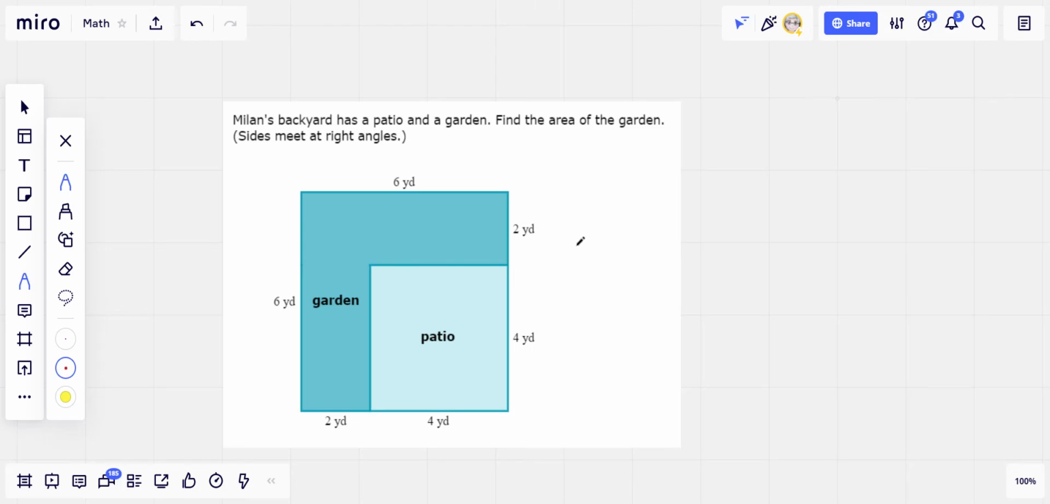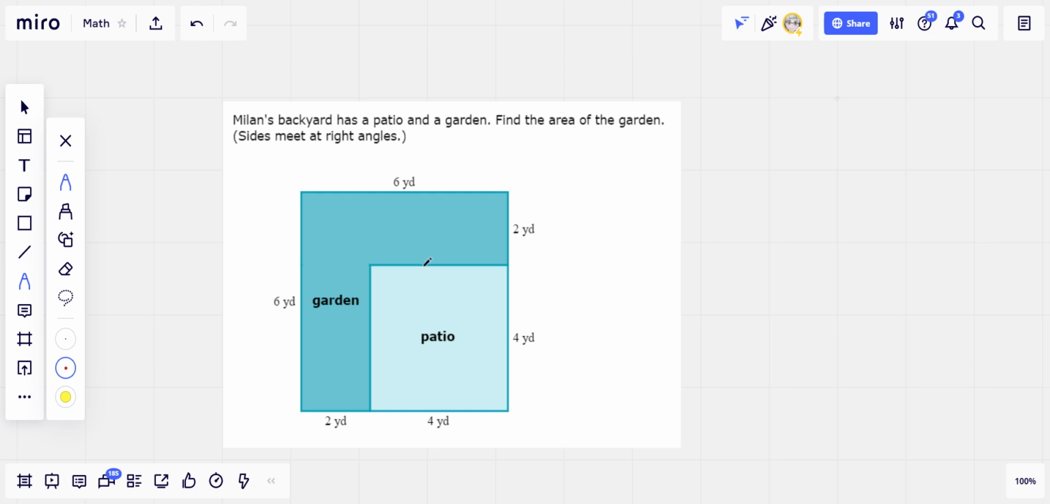Here we have some word problems that are dealing with some composite or piecewise rectangular figures. In this one it says Milan's backyard has a patio and a garden. So here's the patio area and then the garden kind of surrounds it in this L shape. And it says find the area of the garden. So we want this dark blue area and tells us all the sides meet at right angles. So we're dealing with rectangles.